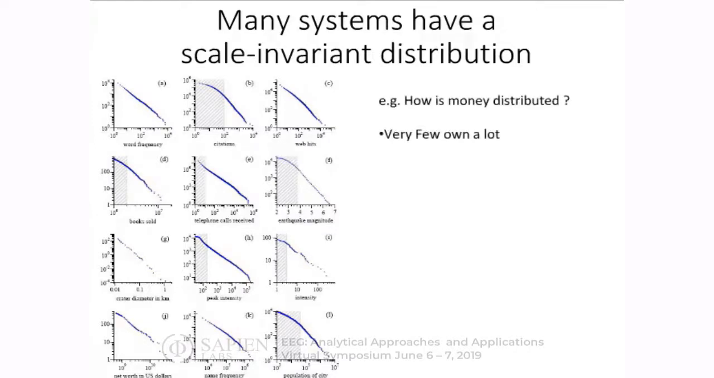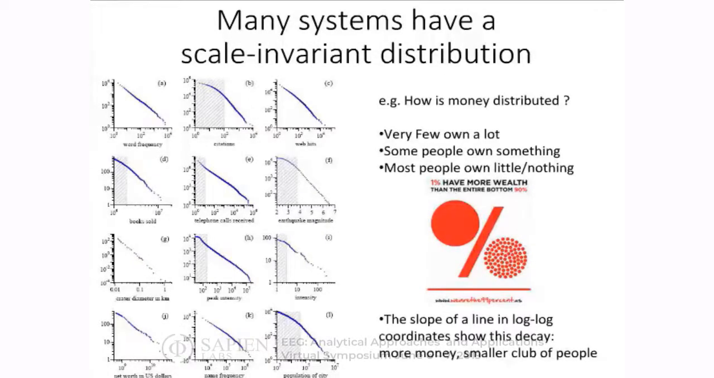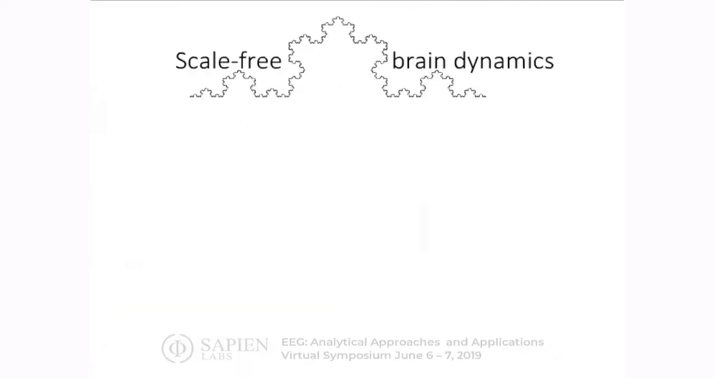So I'm going to give an example just to make sure everyone is familiar. Very few people own a lot, some people own something, and most people own little or nothing. This has been made particularly famous by the We Are the 99% movement. What we're interested in is the slope of the decay on log-log axes. And the steeper the decay, the more money goes to a smaller number of people in this example.